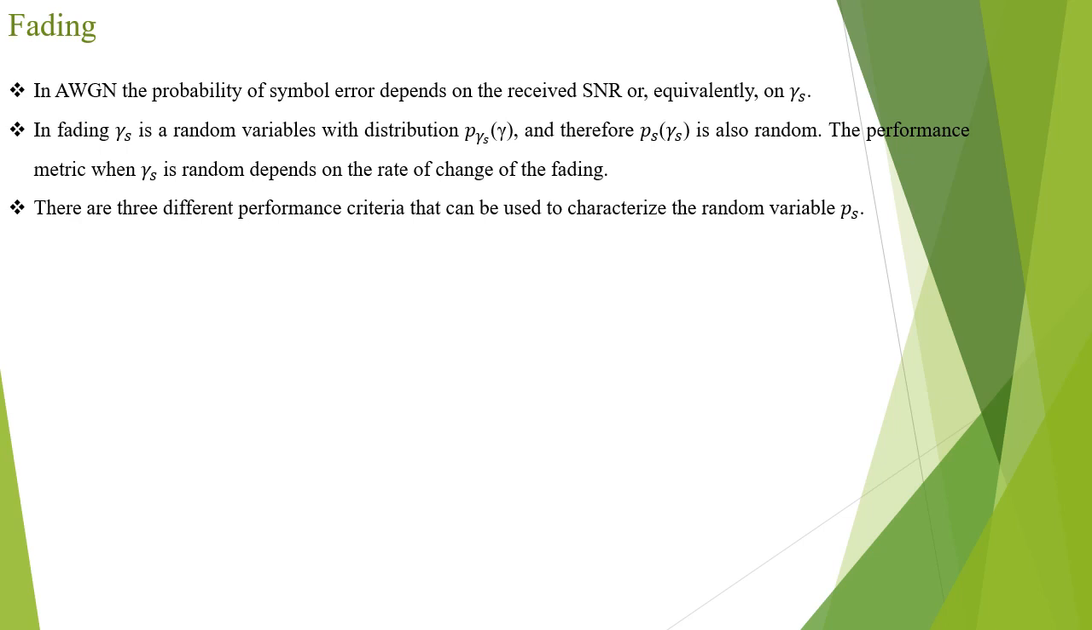The first one is the outage probability Pout, defined as the probability that gamma_s falls below a given value corresponding to the minimum allowable Ps. The second one is the average error probability Ps bar, which is averaged over the distribution of gamma_s. The third one is the combined average error probability and outage, defined as the average error probability that can be achieved some percentage of time or some percentage of spatial locations.